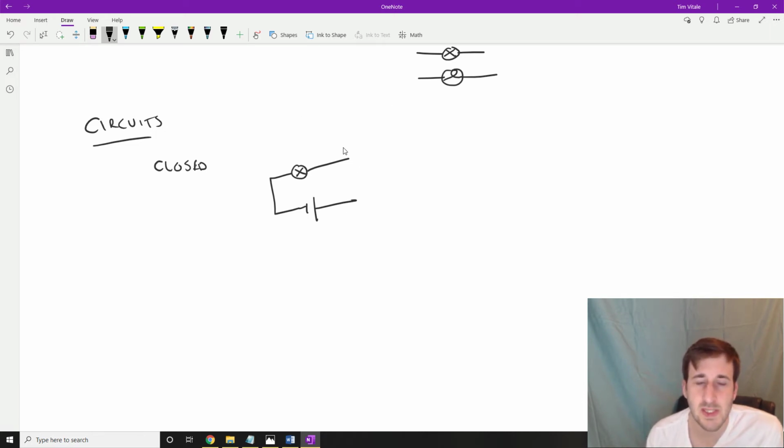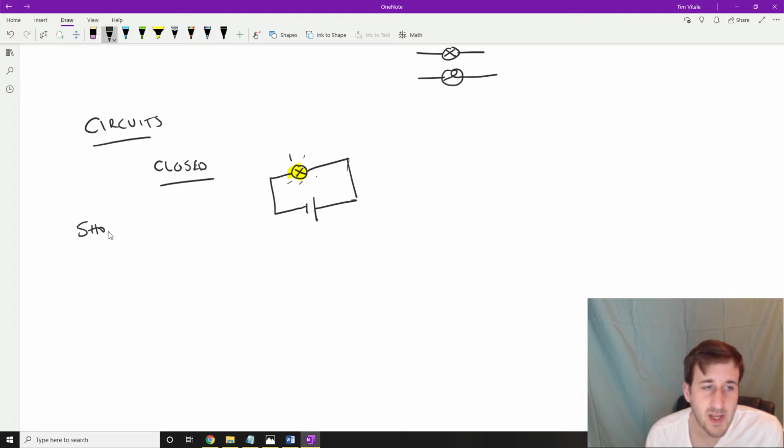There's no electricity. Even though we are connected to two ends of a battery, if we don't connect these two ends here, then it's not going to light up. So if I connect these two like that, then we're going to get electricity, and therefore we're going to get the bulb to light up. So it has to be closed.